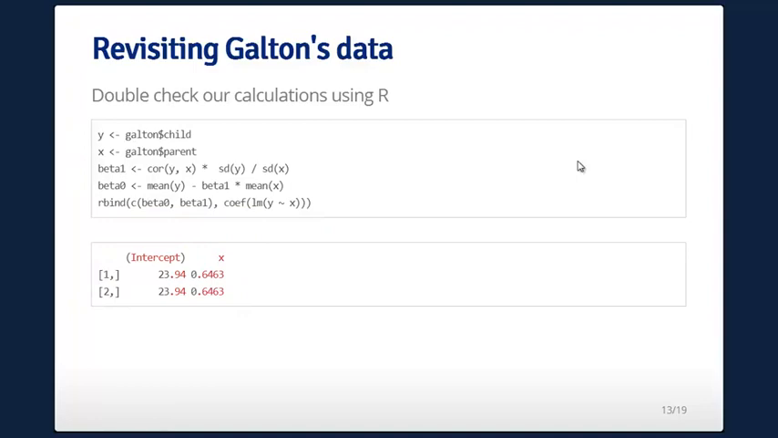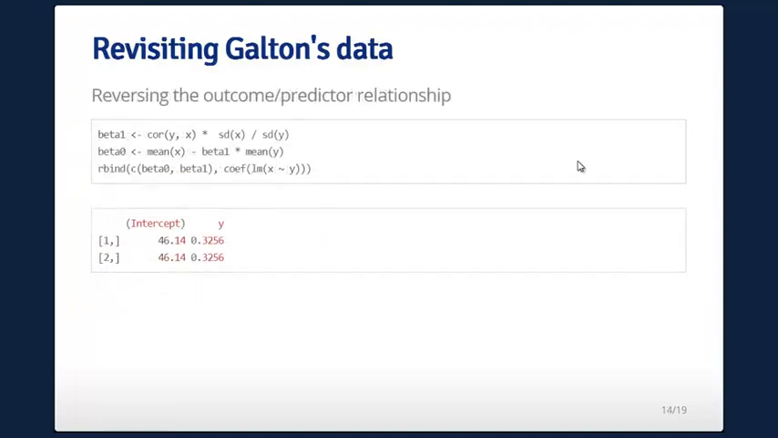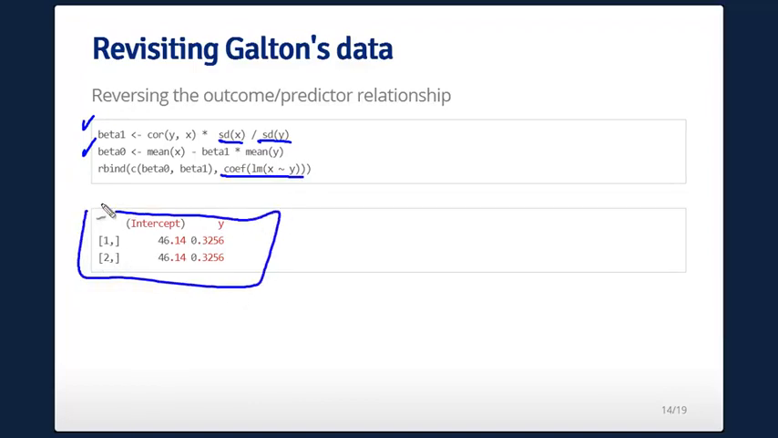Again, I wanted to illustrate that if you reverse the predictor-outcome relationship, all you have to do is flip the standard deviations. So our beta 1 now is going to be the standard deviation of x divided by the standard deviation of y. Beta naught is this guy. Now I'm going to compare them to the coefficients I get. Instead of y tilde x, I'm going to do x tilde y, where x is treated as the outcome, and of course they agree again.